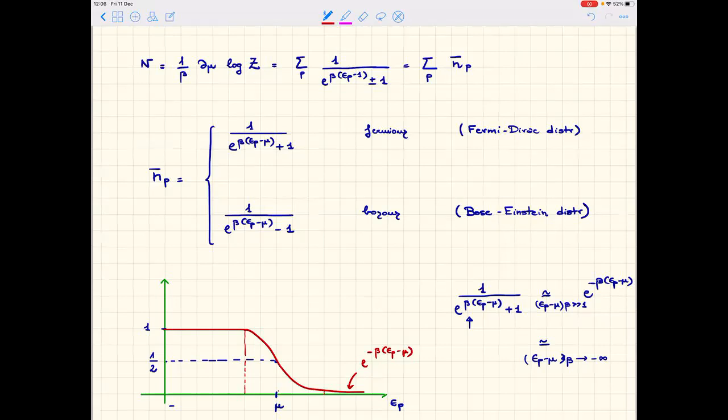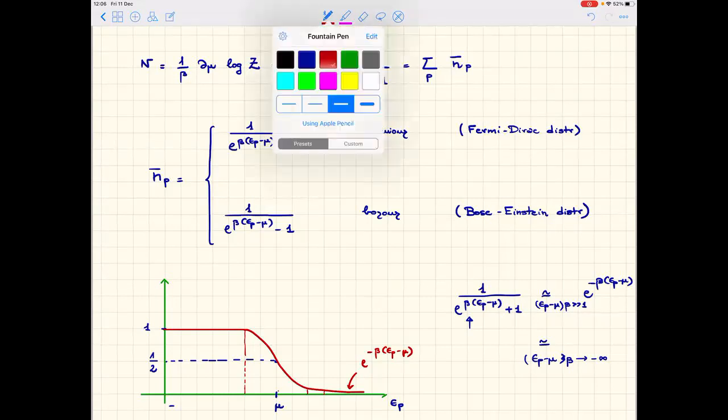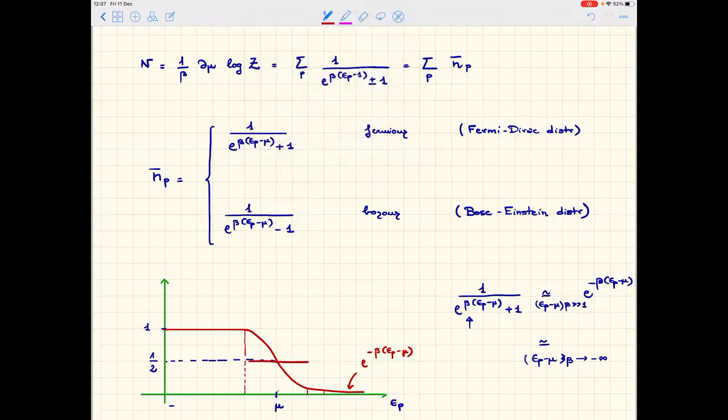So now you see that the typical scale on which this function is varying, the scale around mu for which it is neither equal to 0 nor equal to 1, is essentially set by k_B T, right? So the smaller or the larger k_B T, the more this function will have sharp or smooth features around the chemical potential.